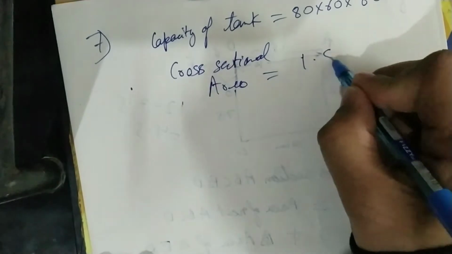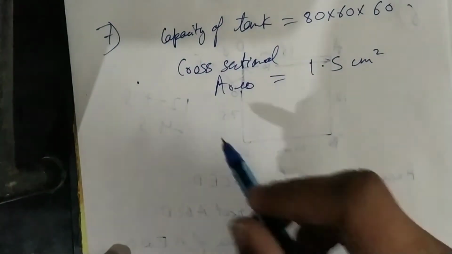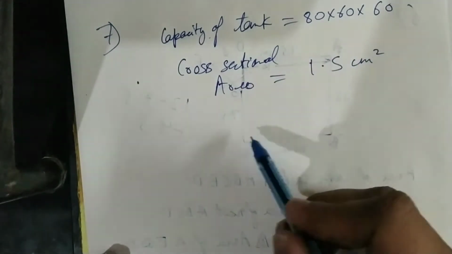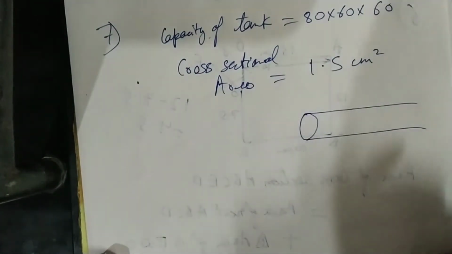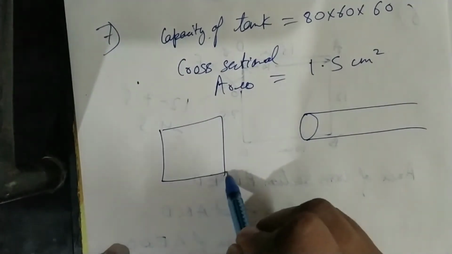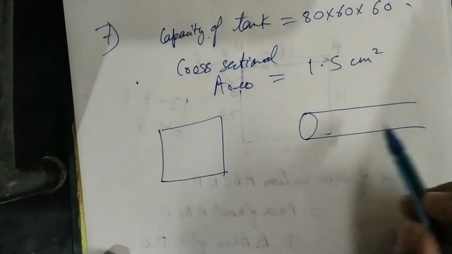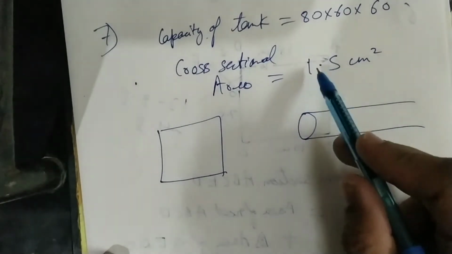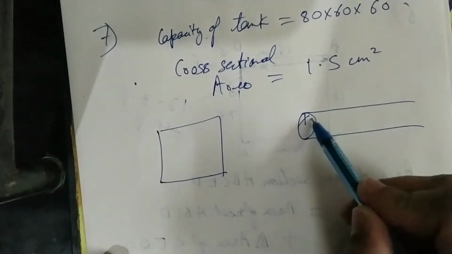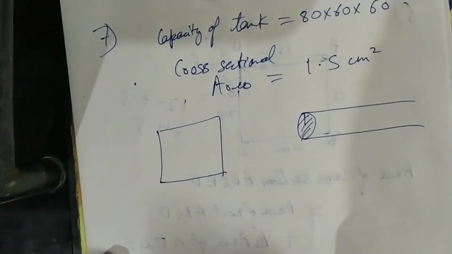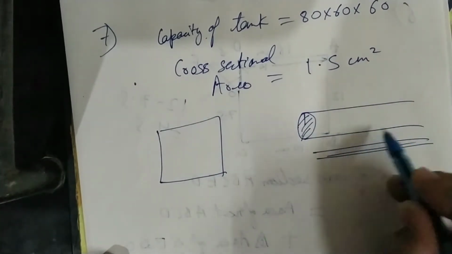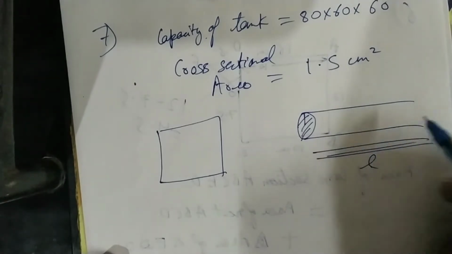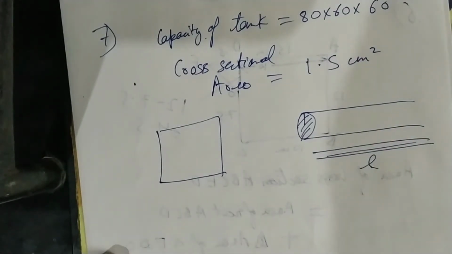That is 1.5 centimeters square. So suppose this is a water pipe and this is your particular tank. This is the cross sectional area. This particular area is 1.5 centimeters square. We can find this length. This length will act as distance.